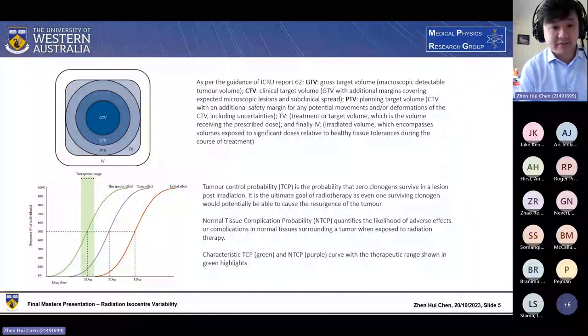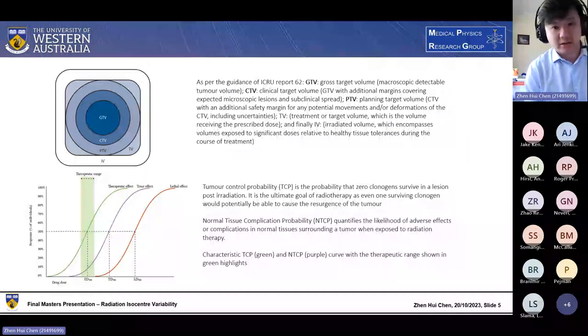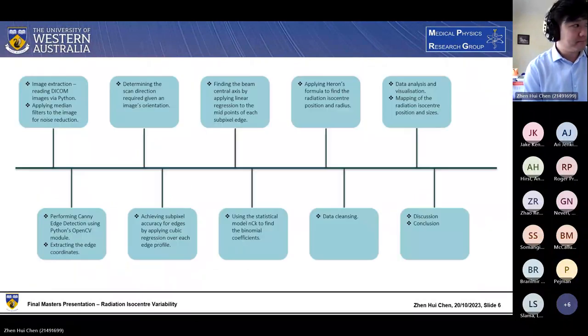We want to keep these as conformal as possible to reduce the doses to the healthy tissue and increase the dose, the killing dose, to the lesion itself. And so we want to increase the tumor control probability and reduce normal tissue complications by effectively increasing that therapeutic range, which is the ultimate goal of radiotherapy.